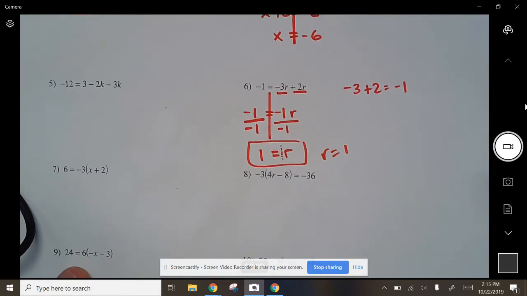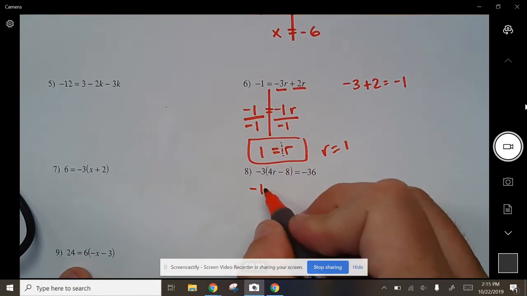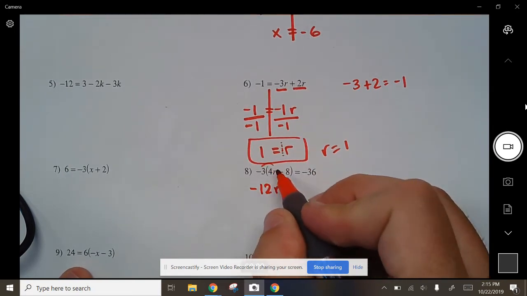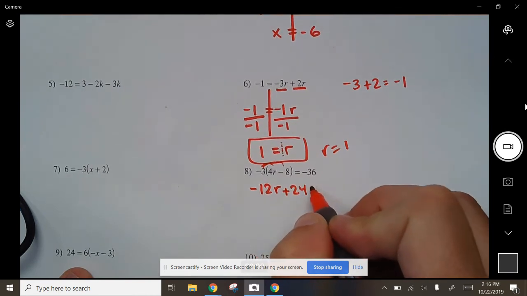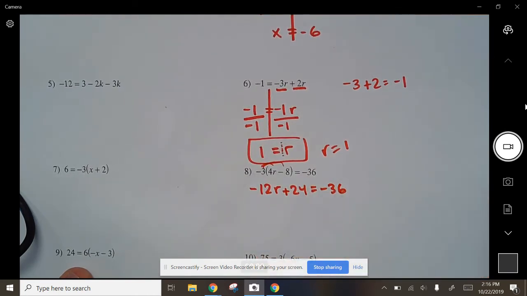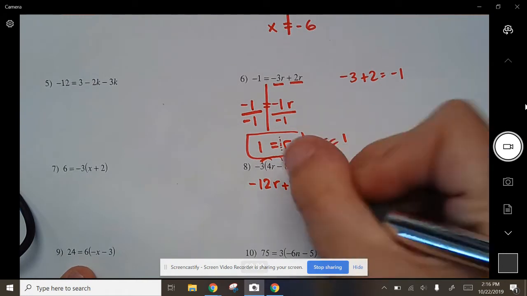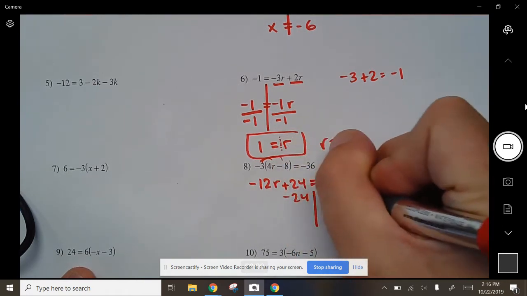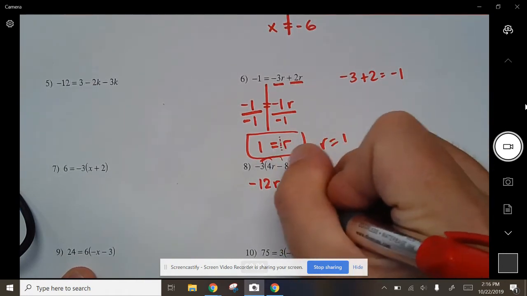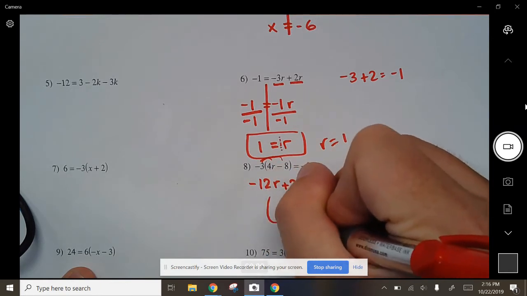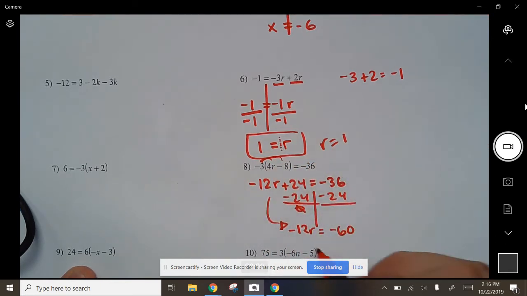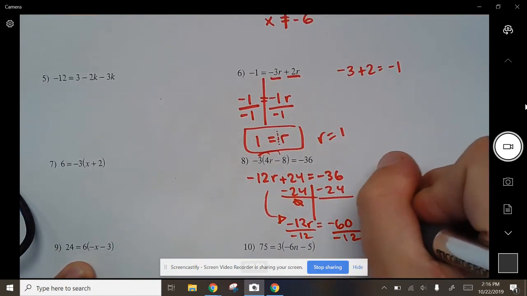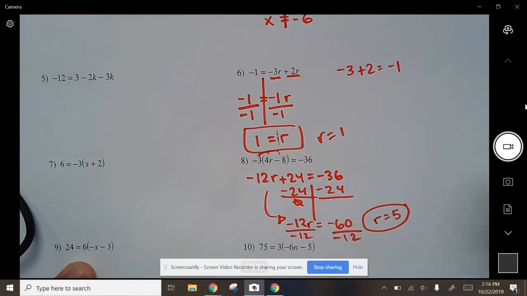Number 8. Go ahead and distribute. I get negative 12r here. And then the other jump, negative times negative is positive 24 equals negative 36. I move the 24 over. Negative 12r equals negative 60. And negative 12 goes into negative 60 5 times. Okay.